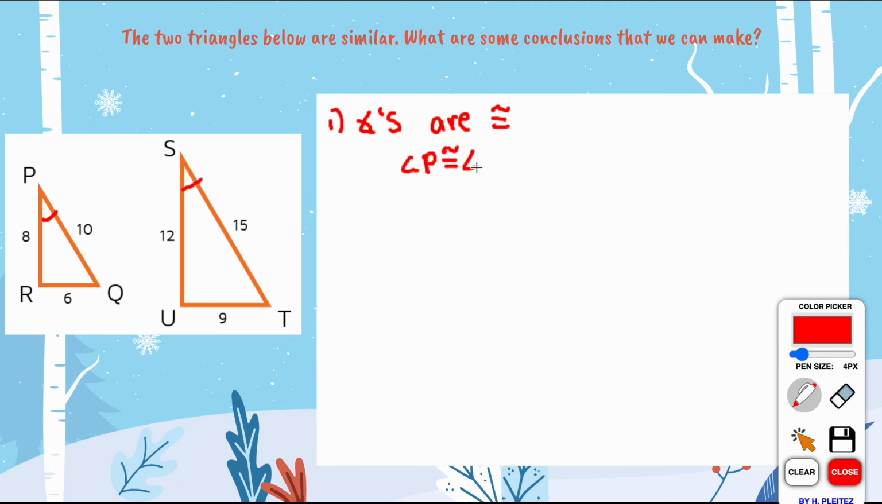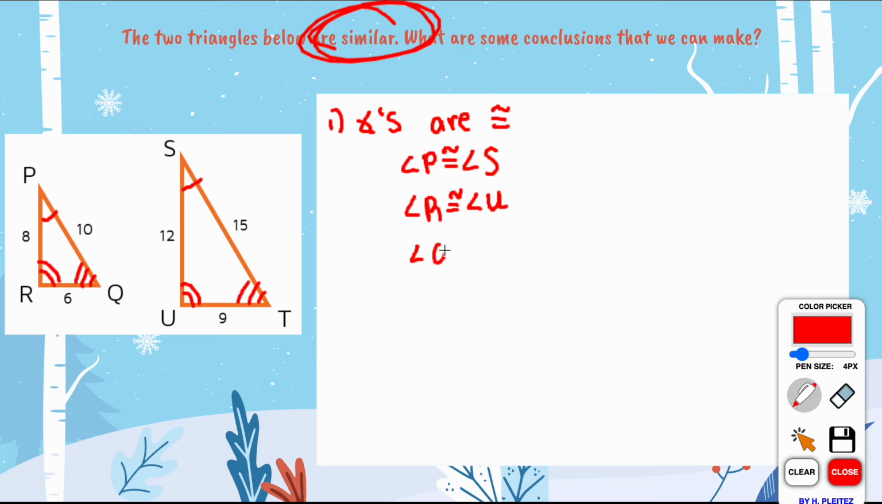We know that, right? If we know that our two triangles are similar, and the question told us that, I can make that conclusion. We also know, or can conclude, that angle R is congruent to angle U. And again, that comes straight from the definition of similarity. Last but not least, you probably guessed it, we can say that angle Q is congruent to angle T. Again, this comes straight from the definition of similarity. So that's the first part, dealing with our corresponding angles being congruent.